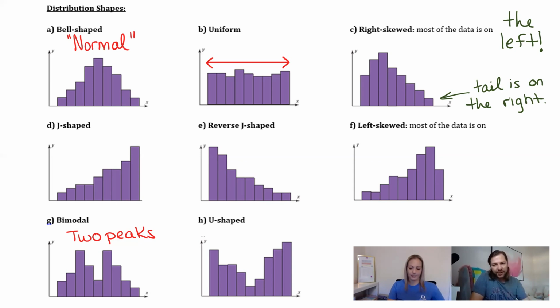Left skewed, we might as well just say, is then the exact opposite. Most of the data is to the right. So the tail of your data is to the left. That long skinny piece of classes that are not very populated are on the left side. So that's why it's left skewed.